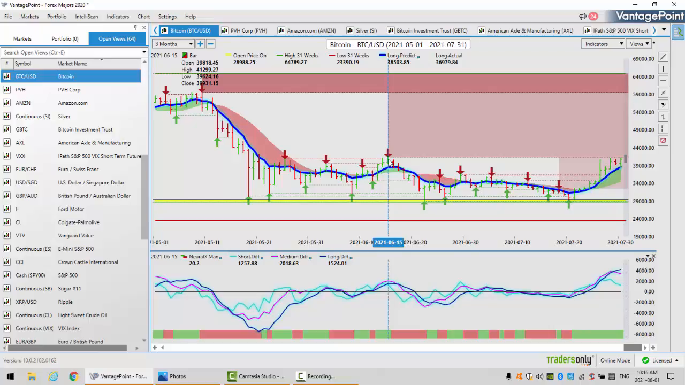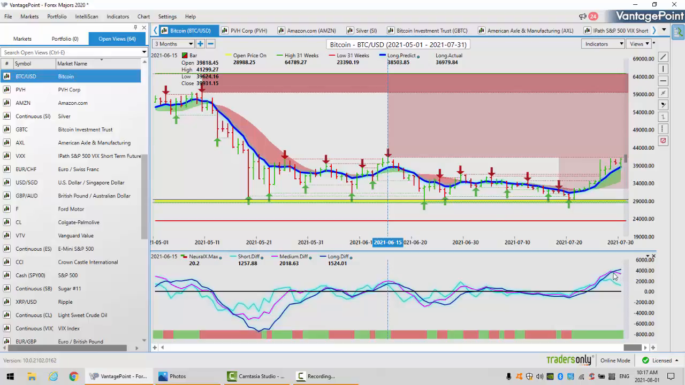The resistance on Bitcoin is at about the 41,300 mark. So if we push above this on, say, for example, early Monday trade, I would be very cautious about continuing to buy this because we've seen the markets reverse. Whatever happens on Monday, it often reverses on Tuesday. So the resistance area is up here.